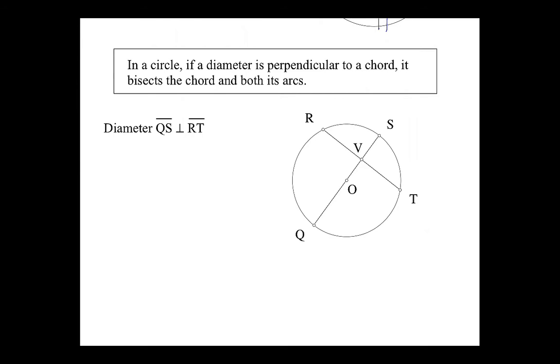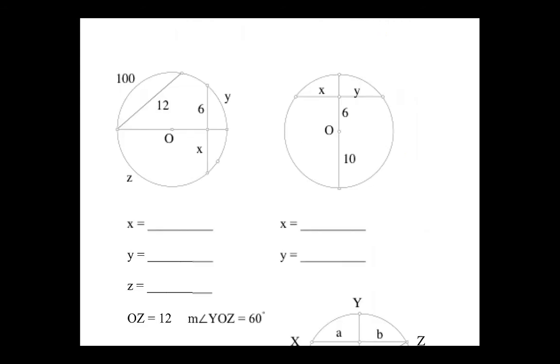Here's a less known theorem but still very useful. In a circle, if the diameter is perpendicular to a chord, it's going to bisect the chord and both its arcs. So here's what that says. If diameter QS is perpendicular to RT, so that means I get a 90-degree angle right here, not only did that cut the arc RT in half, so RS and ST are congruent, it also cuts the chord RT, so RV and VT are the same. And that's the information you're going to get from that theorem, if the diameter is perpendicular. So let's see how we can use that to solve some problems.